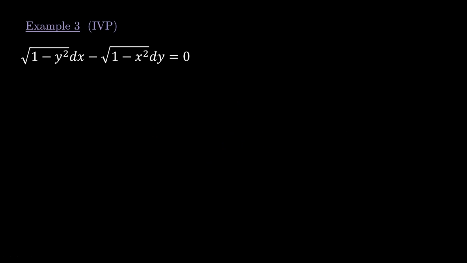We have radical 1 minus y squared dx minus radical 1 minus x squared dy equals 0. And this will be an initial value problem. So for our initial value, we will have x at 0 equal to radical 3 over 2.